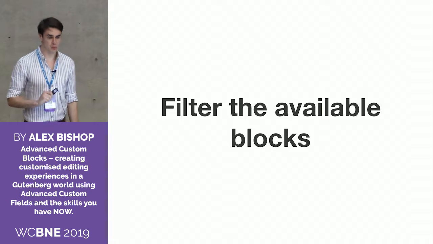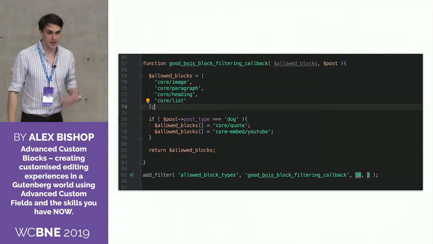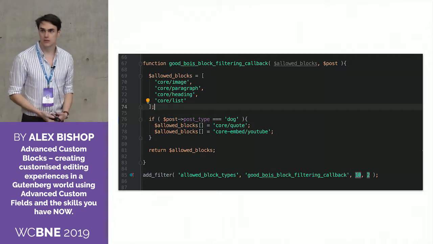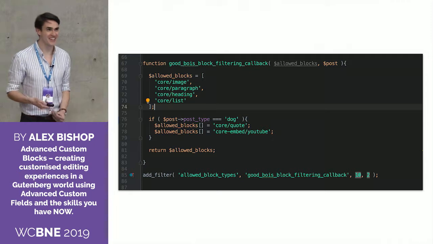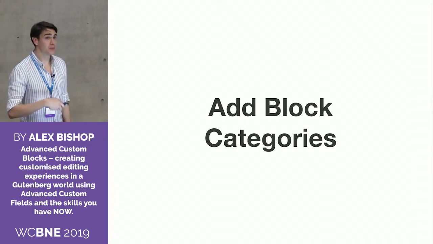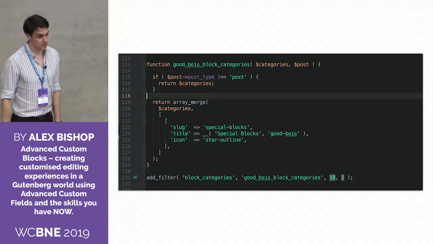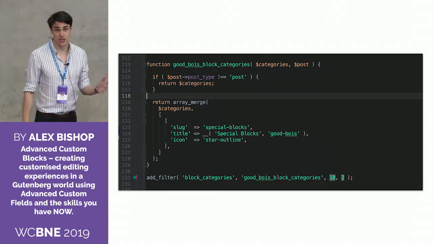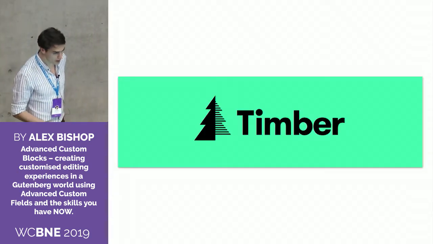You can filter the available blocks. Again, it's just another filter. You can do things in there like test what the current post type is, all of that kind of stuff. Make sure you don't filter out your own custom blocks that you've just spent all this time setting up. And you can also add your own custom block categories using PHP if that's something that you want to do. So again, another filter, and the documentation for this is in the developer docs.